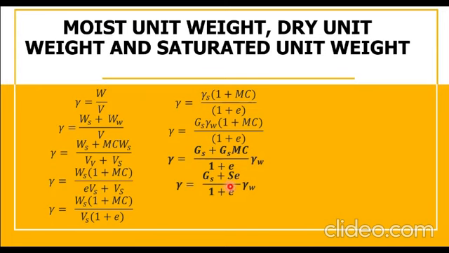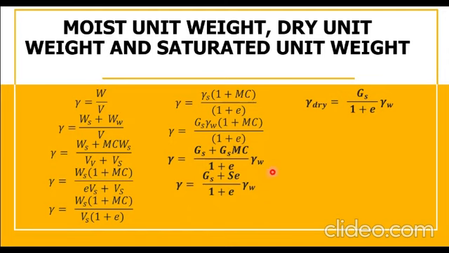And then, we already derived the relationship between GMC and SE in our previous slides. So, diba, GMC is equal to SE. That's why the unit weight of soil can also be equal to GS plus GMC, which is equal to SE. That's why SE is here all over 1 plus E times unit weight of water.